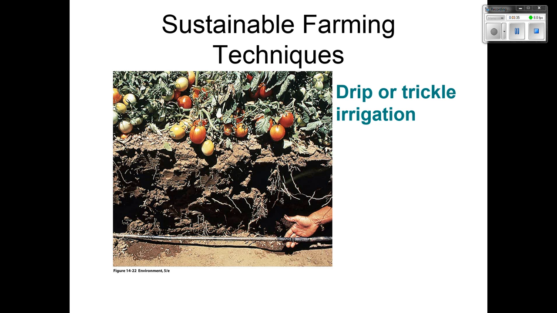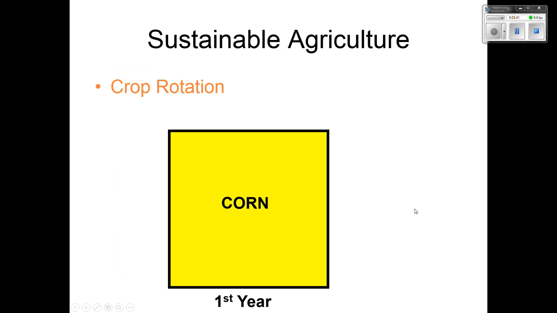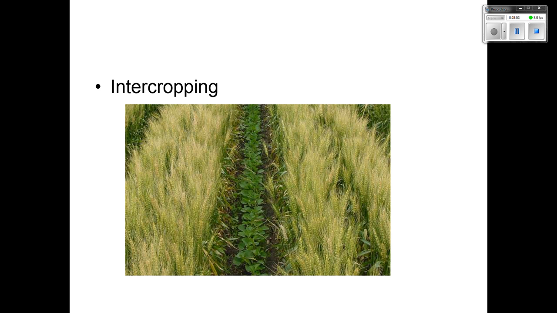We have intercropping, which I guess I don't have a slide for, but it's basically when you alternate rows of different plants. Maybe it's on the next slide. Let's see here. Oh, here we go. Intercropping. I'll go back to crop rotation. But intercropping, we have, you can see here, two different rows of crops. And the benefit of this, well, there are many benefits, but it keeps the soil nutrient rich.